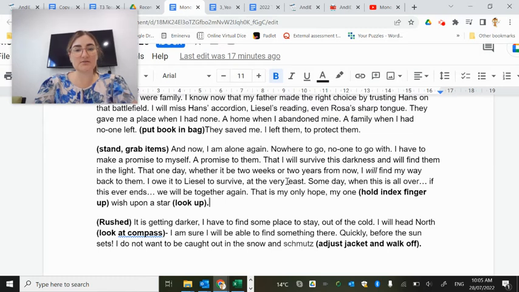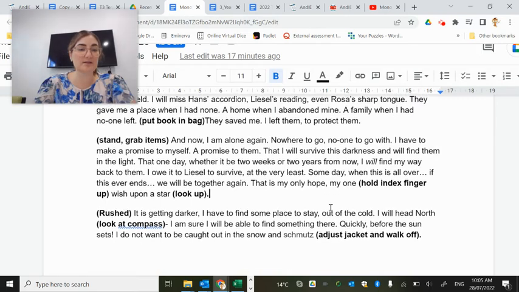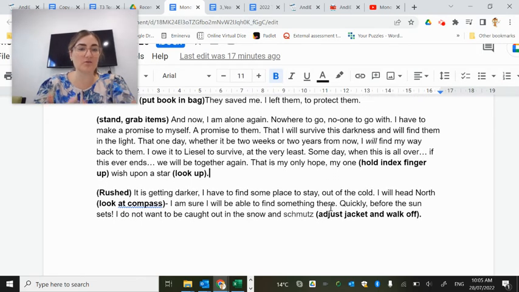I owe it to Liesel to survive at the very least. Someday, when all of this is over, if this ever ends, we will be together again. So reuniting that family sort of feel, the home motif that is reoccurring. That is my only hope. My one wish upon a star. Again, referencing back to stars again.